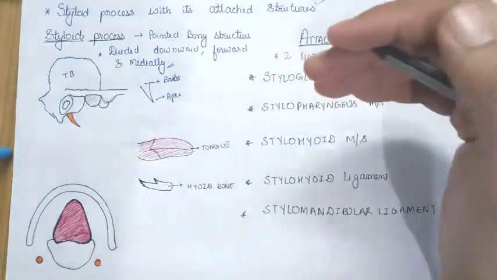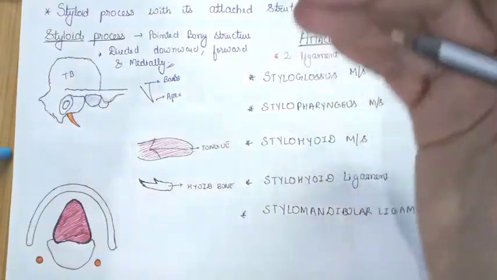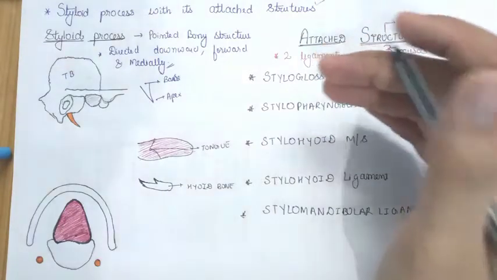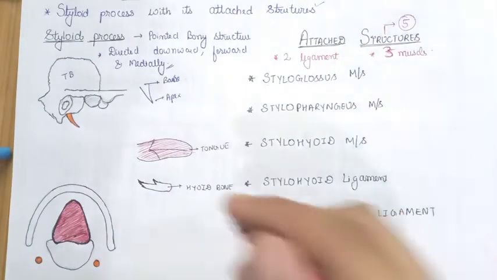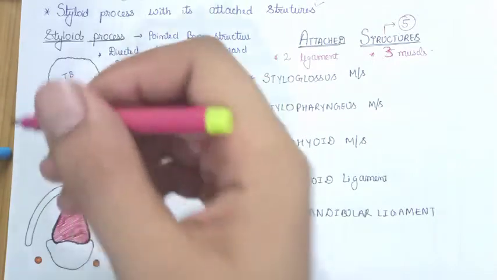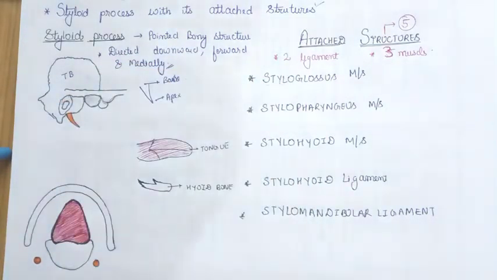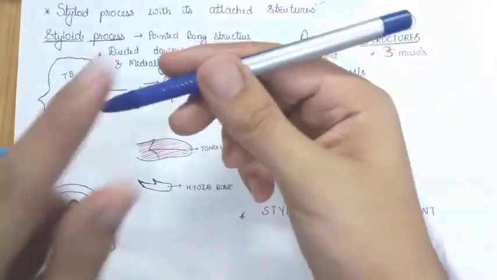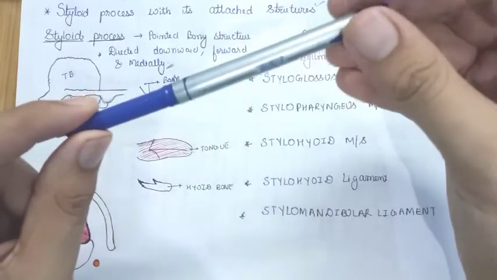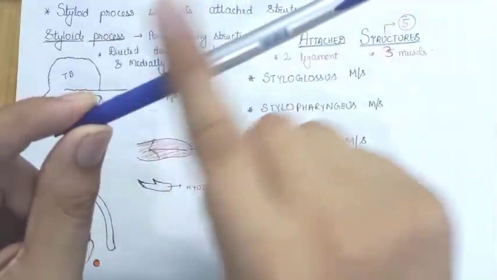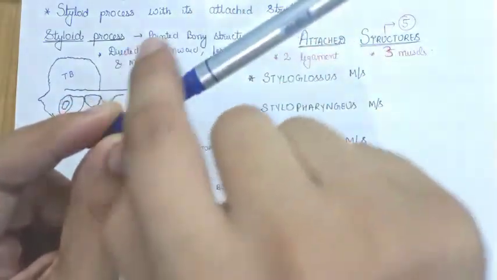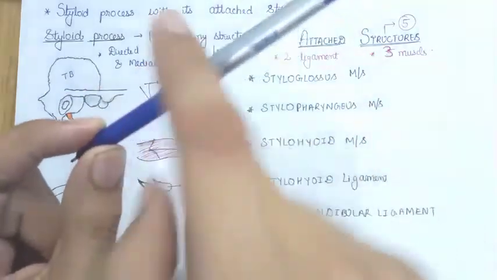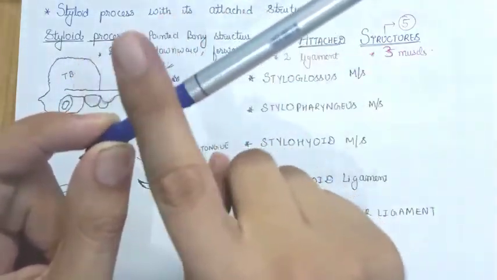Now let us start drawing the muscles one by one, and see the ligaments and how they are attached to the styloid apparatus. Let's start with the styloglossus. So we have different regions in the styloid process. Suppose this is the styloid process. It has an apex anteriorly and a base posteriorly. This is the medial side and this is the lateral side. This is the anterior portion and this is the posterior portion. Okay, this is the apex, base, anterior, posterior, medial and lateral.